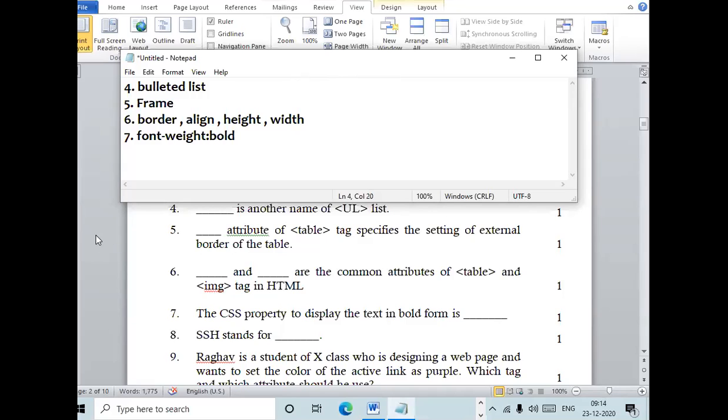Am I clear now? Am I clear to all of you? Arshdeep, Manjot, Garav, Maria.